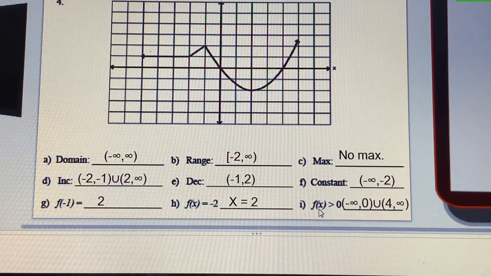The last one is f of x is greater than 0. Okay, this means y is greater than 0. Y is greater than 0 at every point above the x-axis. So here we have 2 intervals, this piece, and then from here up. This piece, you're coming from negative infinity and going all the way to 0 before it starts going below the x-axis. So that's my first interval, from negative infinity to 0. Okay, and then again, y, or f of x, is greater than 0, starting here at 4 and going towards infinity.